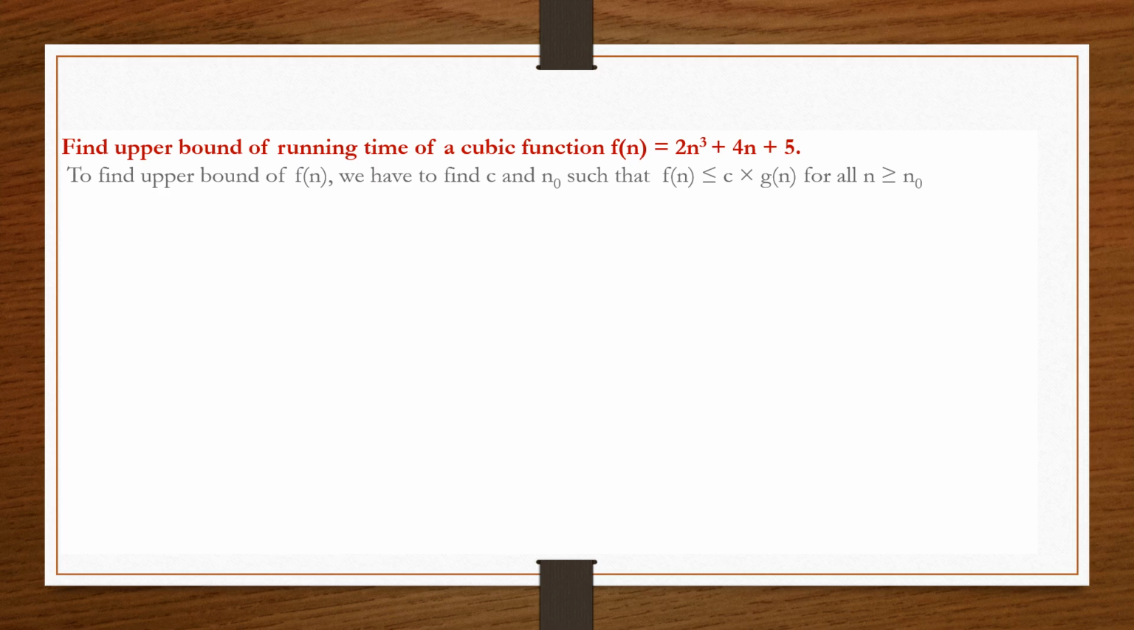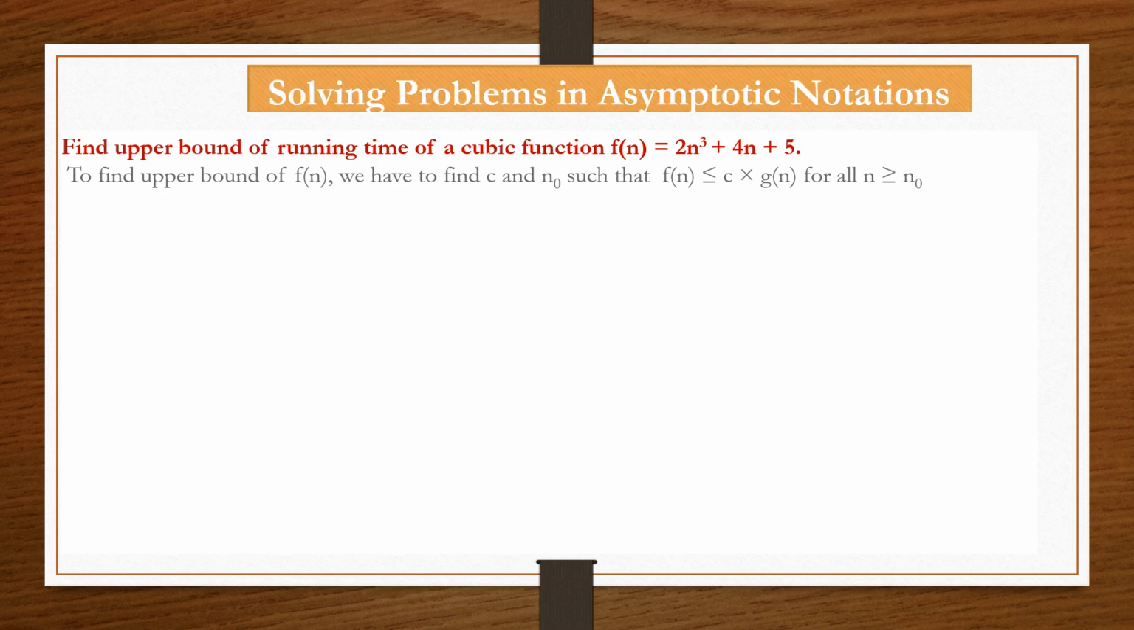So another problem, we need to find the upper bound of running time of a cubic function. Upper bound means big O, worst case. The given function f of n is 2n cube plus 4n plus 5. We all know what condition is to be satisfied: f of n should be less than or equal to some constant into g of n. This is the condition that is to be met for big O.